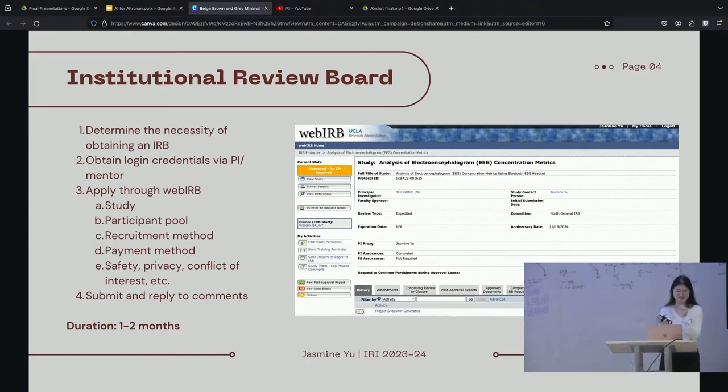First you need to determine if you need an IRB, and if you do, then you need to obtain the login credentials from the PI or mentor. You need to apply through the WebIRB website. Here it's under UCLA, and you have to describe your study, your participant pool, your recruitment method, your payment method, and all of the other important information related to human research. Then you need to submit and reply to the comments. This will probably take about 1 to 2 months. So if you're interested, you can email me and I can give you some guidance.